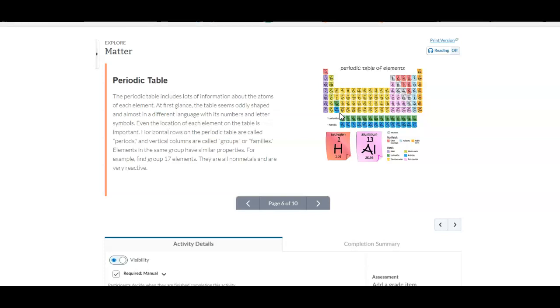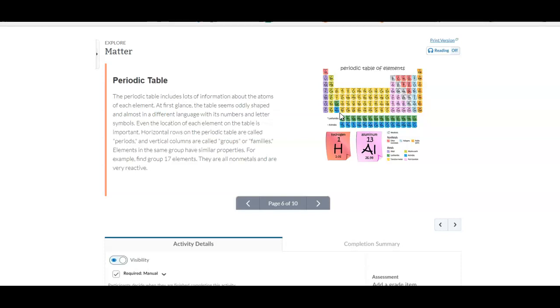You guys are not identical, but you have a lot of things in common. Maybe hair color, skin color, height, your body shape, things like that. So you are similar. You're not identical, but you're similar. So that is the same way with the elements in the same group or family.